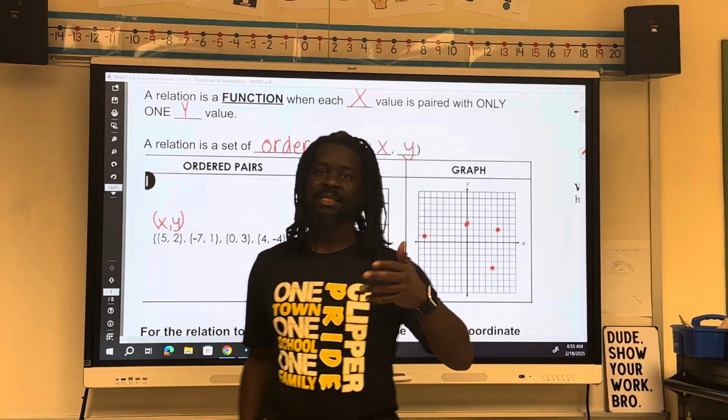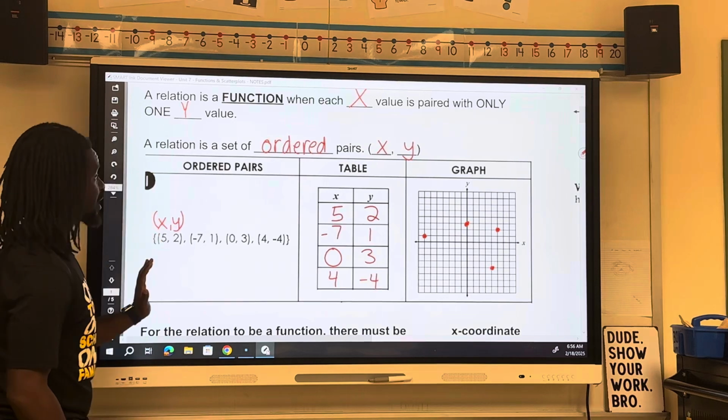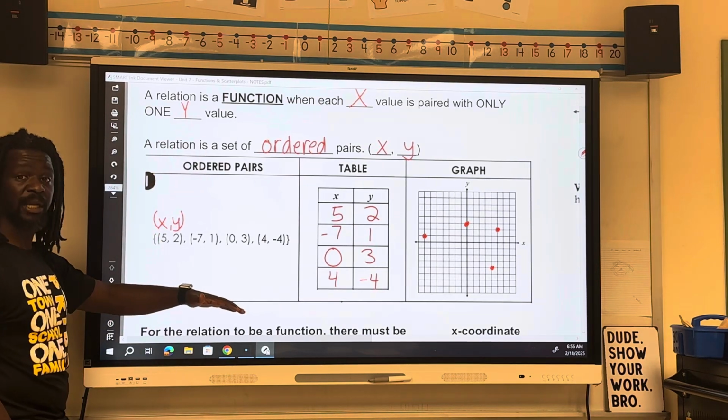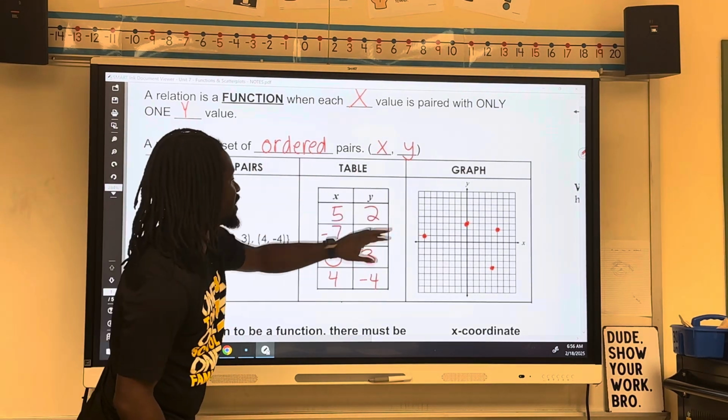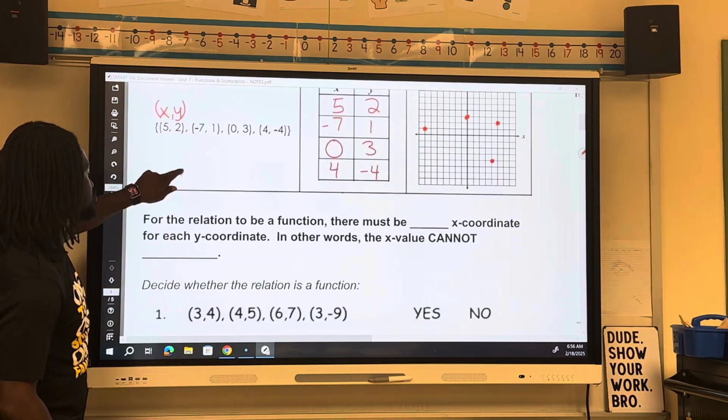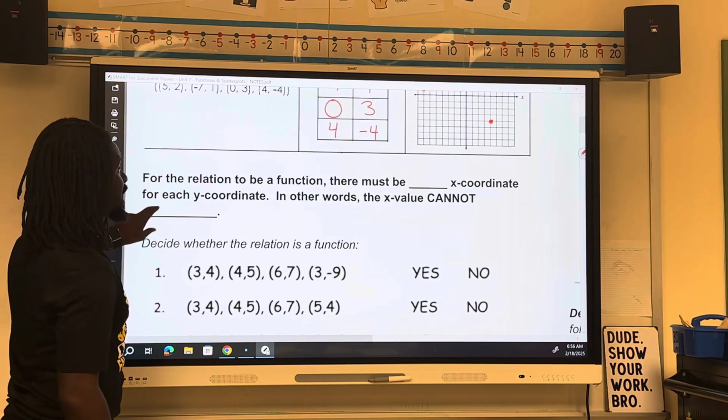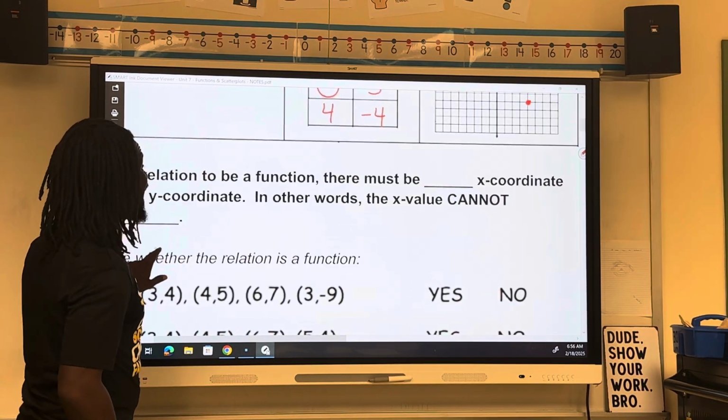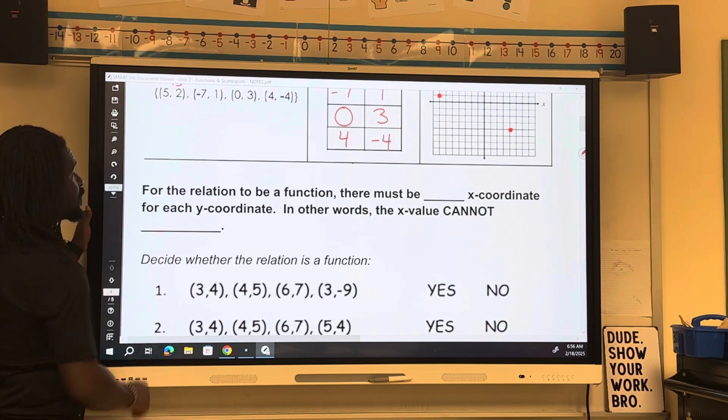Okay, and so that's just a review on how to graph points, right? We can have them sometimes listed as ordered pairs, sometimes as a table, sometimes as a graph, okay? And so this is kind of the big idea that you have to remember for today.